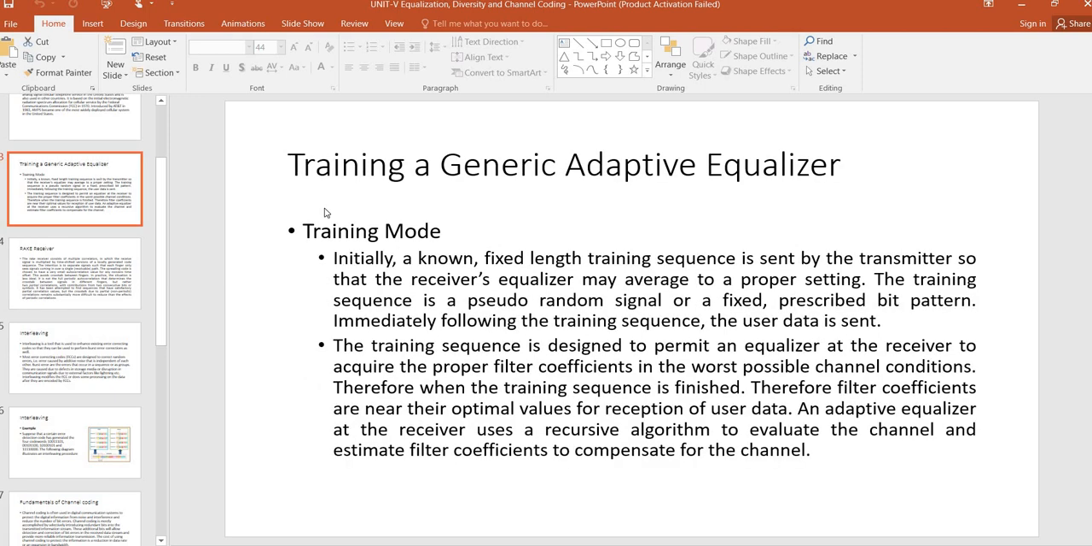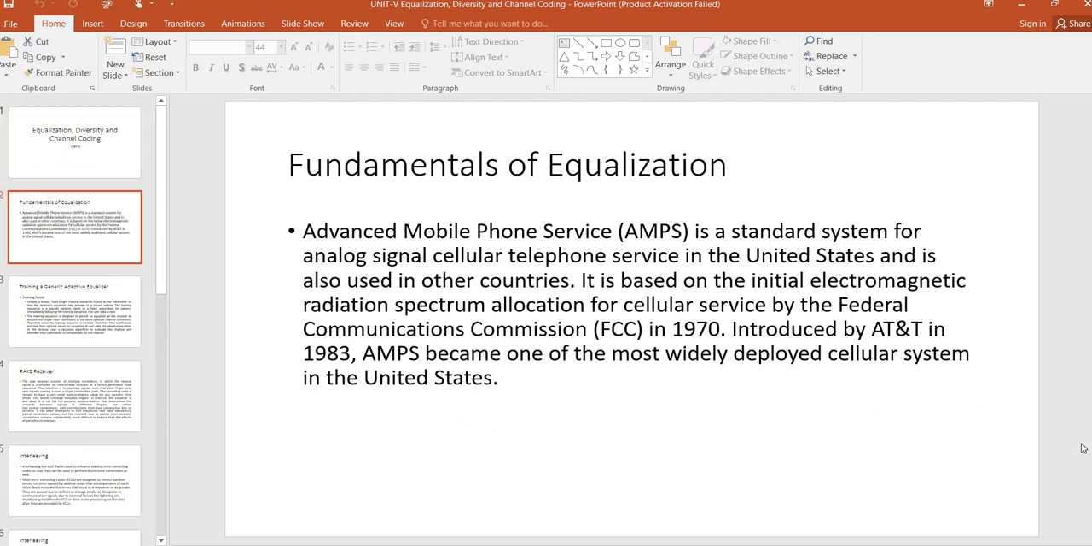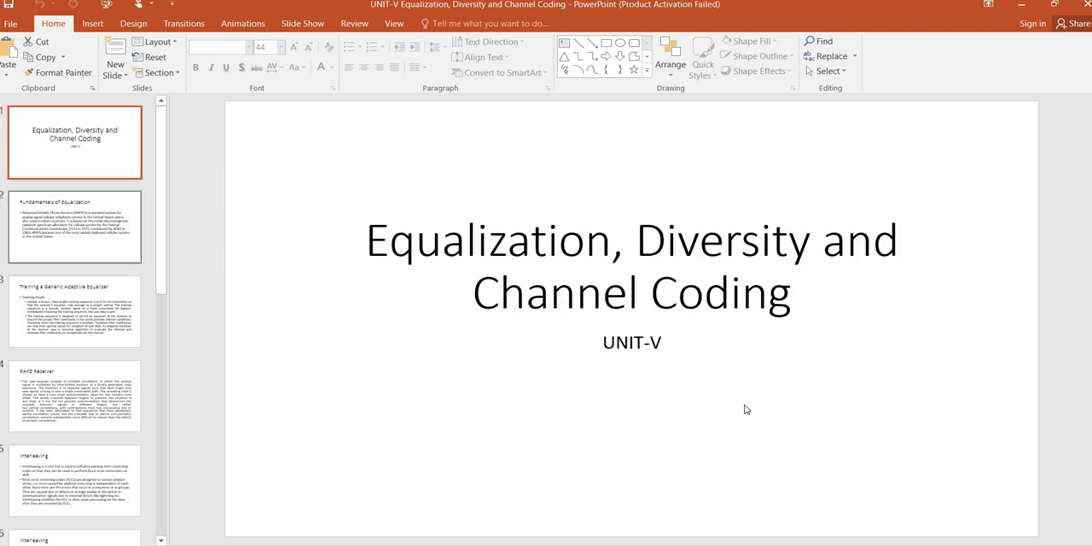And another is the adaptive equalizers. Under this we have training mode, rake receiver and interleaving. And what are the equalizations? These are the things under this Unit 5.